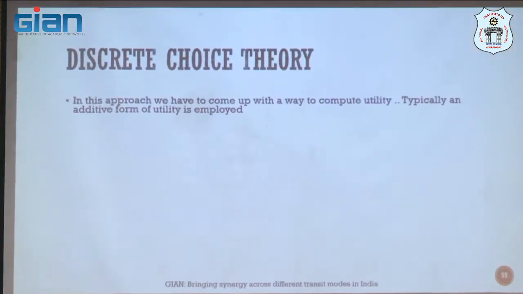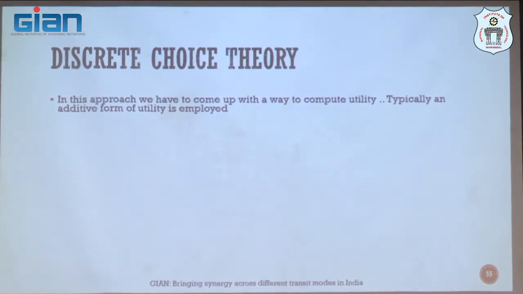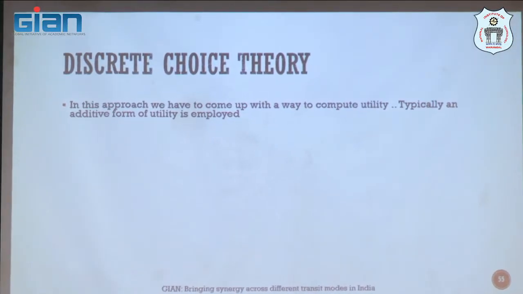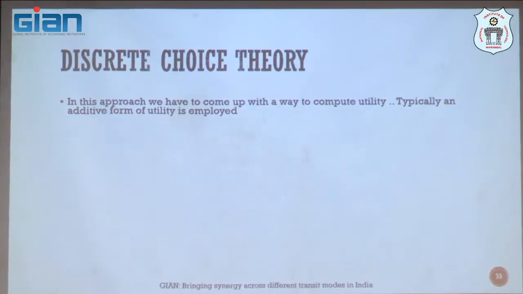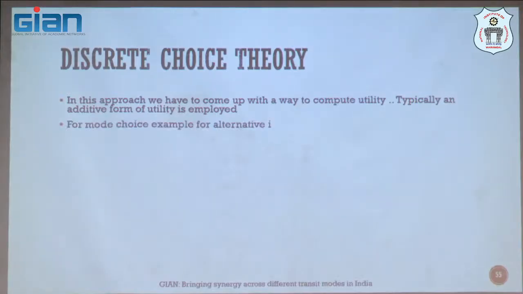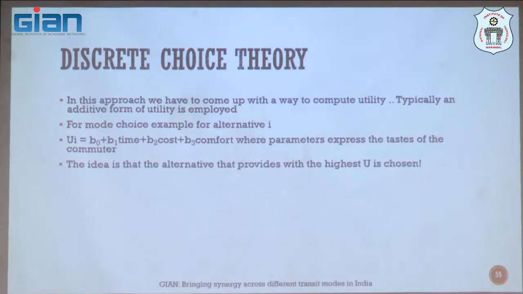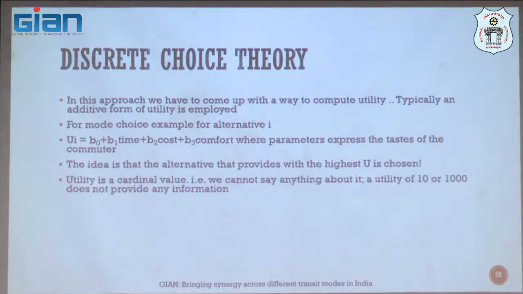Once we have a utility structure, we use an additive form of utility. Sometimes we use a multiplicative utility, but that is usually for more complex discrete-continuous models. We'll talk about that later, but in this class, we'll focus on additive utility. Just take a linear regression equation. It looks like this: Ui is equal to beta naught plus beta 1 times cost plus beta 2 times comfort. The idea is that the alternative that provides the highest utility is chosen.